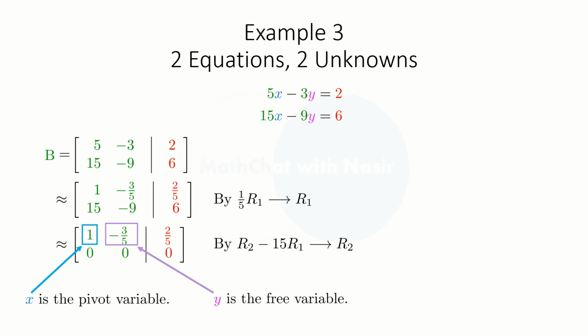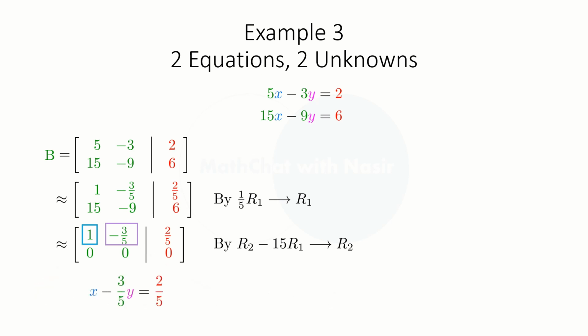This system of two linear equations has an infinite number of solutions because y is not a pivot variable in any of the equations and therefore it is a free variable. Let us move on and find out what the solutions look like. First, let's convert the echelon form to the equation form. Now express the pivot variables in terms of free variables. X is equal to (3y plus 2) divided by 5.